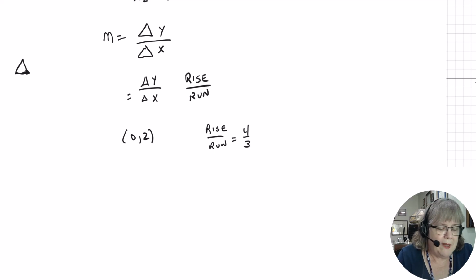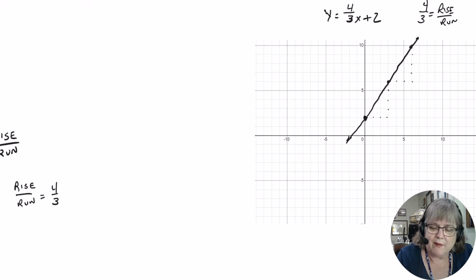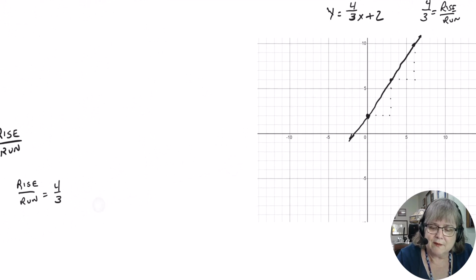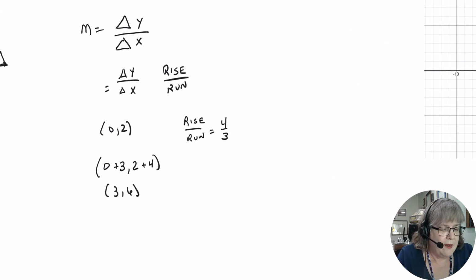So what we would actually be doing, if we wanted to know the points, is we would take 0 and run 3, and take 2 and rise 4. So this would be (3, 6). And if you look at this graph, it looks like it's (3, 6), this one right here.